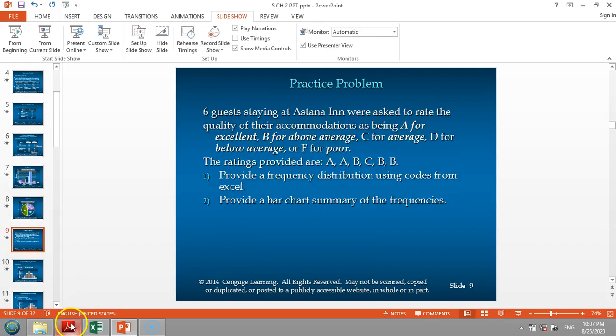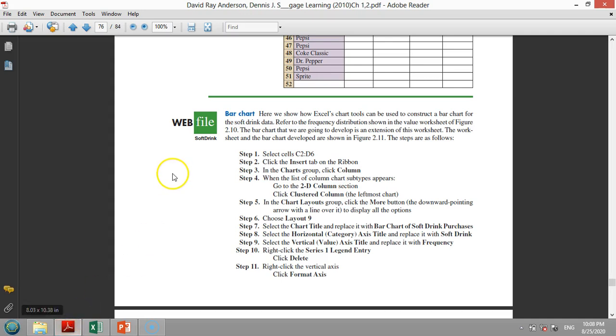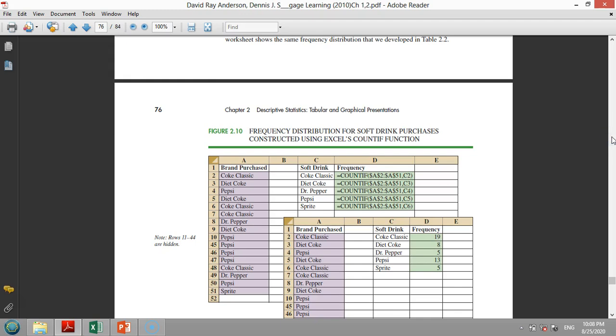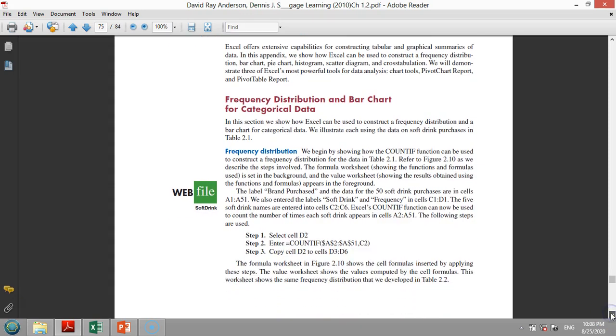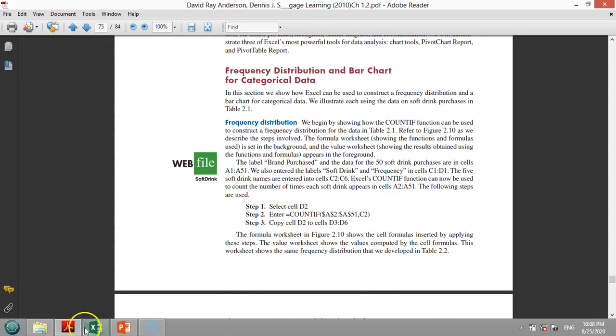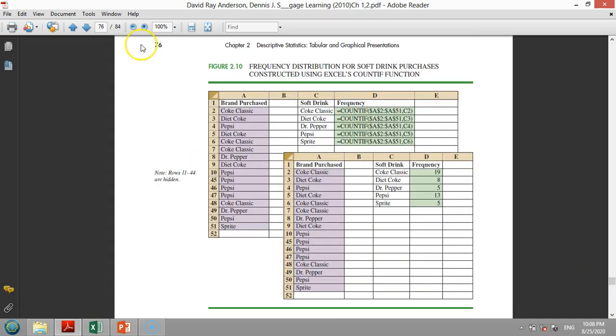Watch. I think I have it here. Okay. Watch. This is chapter 2. This is the appendix, Using Excel for tabular and graphical presentations. So the first one here shows you how to do a frequency distribution using categorical data. Basically, if you read here, and I'll show you everything, okay? It's page 76 in chapter 2. I posted this, all right?